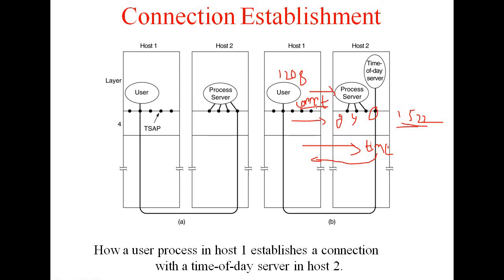Then the transport connection is released. Once this is done, the connection can be released. So this is what actually happens in connection establishment. I hope this point is clear to you. Next we are going to study in detail the connection setup, how exactly it is done with respect to the transport layer. Thank you.